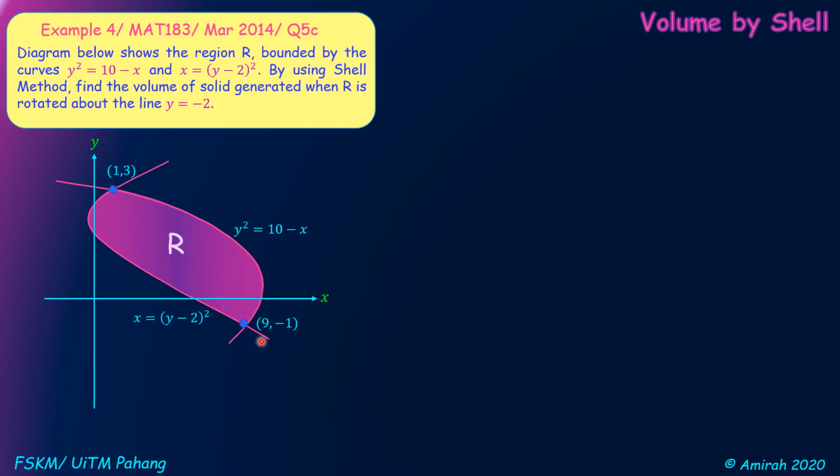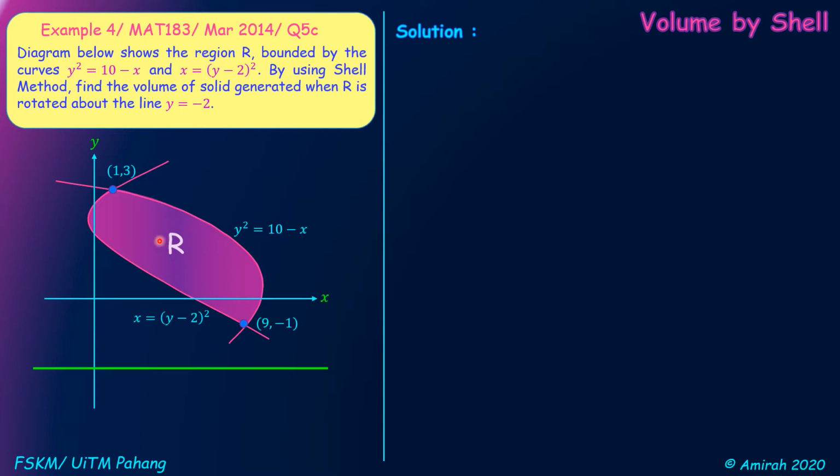This is the intersection point, and then this is the curve x equals (y minus 2) squared, and this is the curve y squared equals 10 minus x. First we draw the axis of rotation, which is the line y equals -2. So this is our axis of rotation.